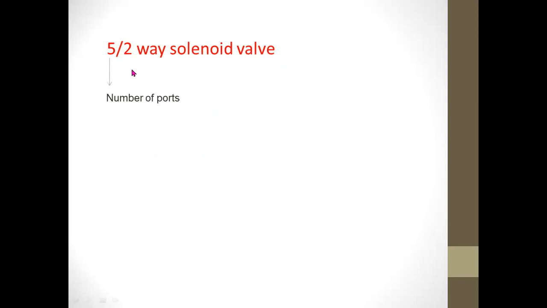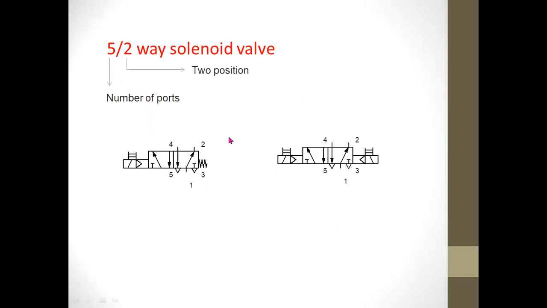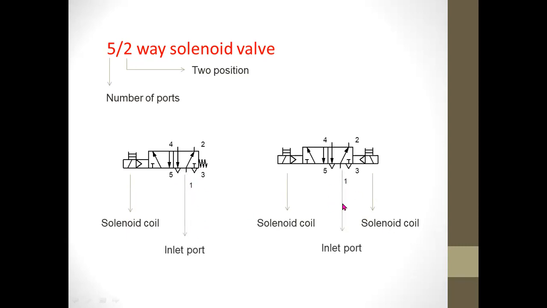As I've mentioned a while ago, 5 stands for the number of ports, 2 stands for the position. So this is the symbol for the 5-2-way solenoid valves in FluidSIM. For the single coil, you only have one coil. For the double coil, of course, that's 2. You have there the inlet port, and then the exhaust.